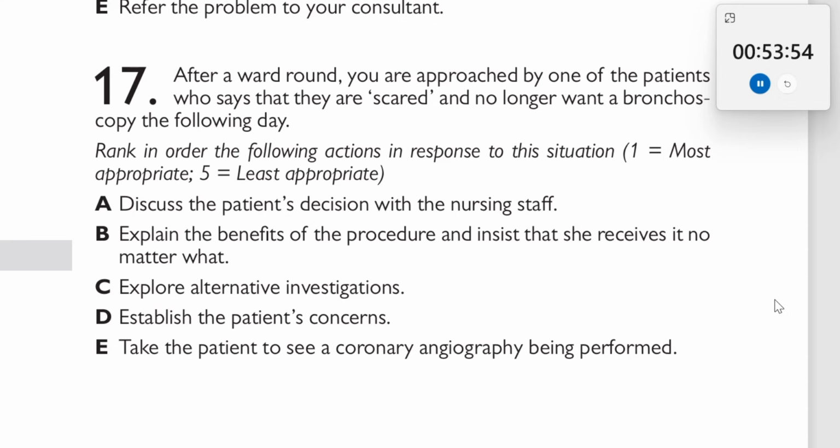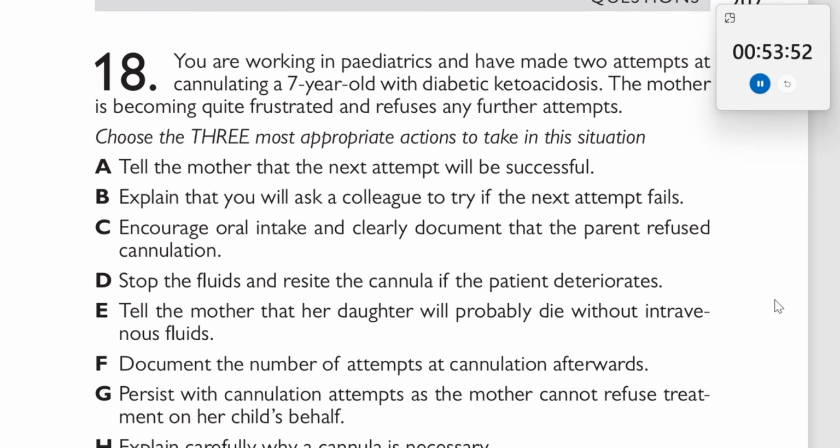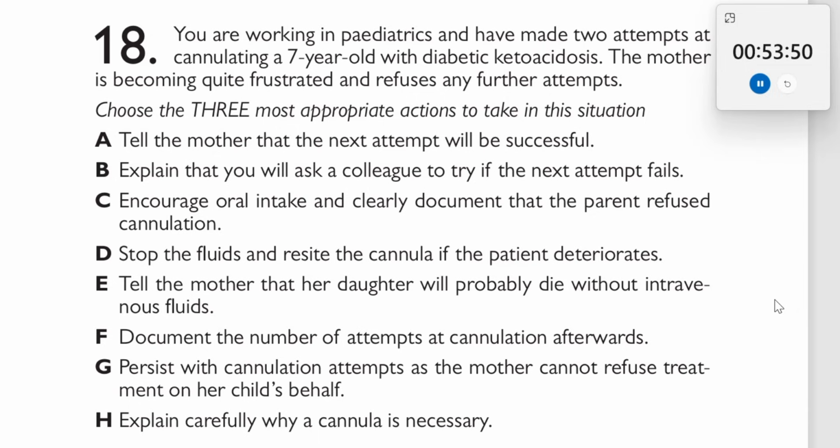Okay, next, moving to 18. You are working in pediatrics and have made two attempts at cannulating a 7-year-old with diabetic ketoacidosis. The mother is becoming quite frustrated and refuses any further attempts.